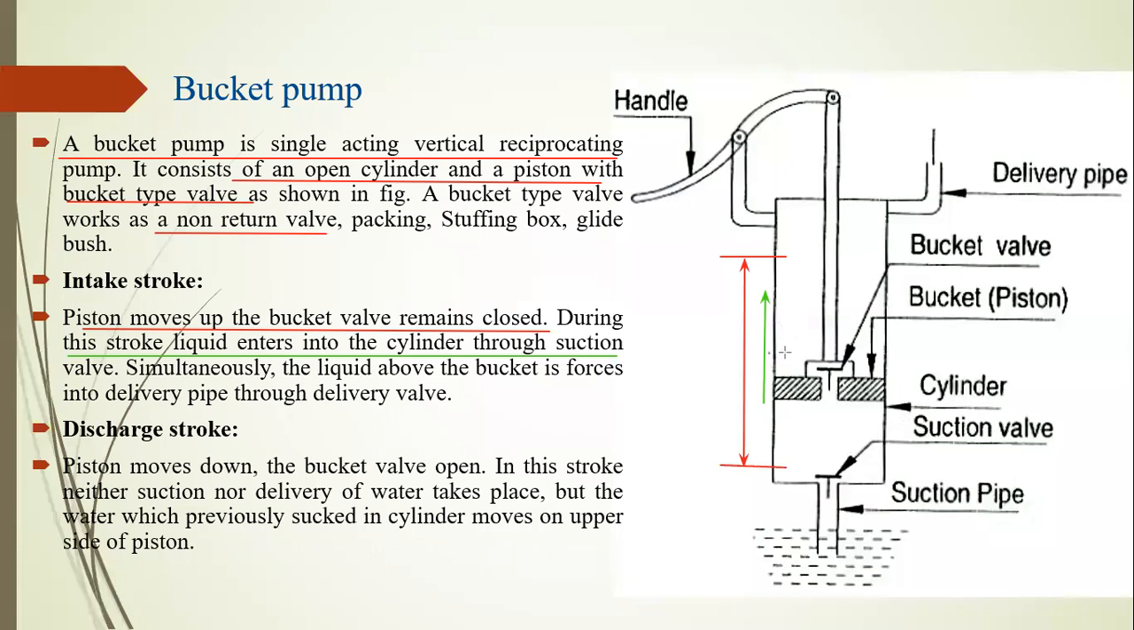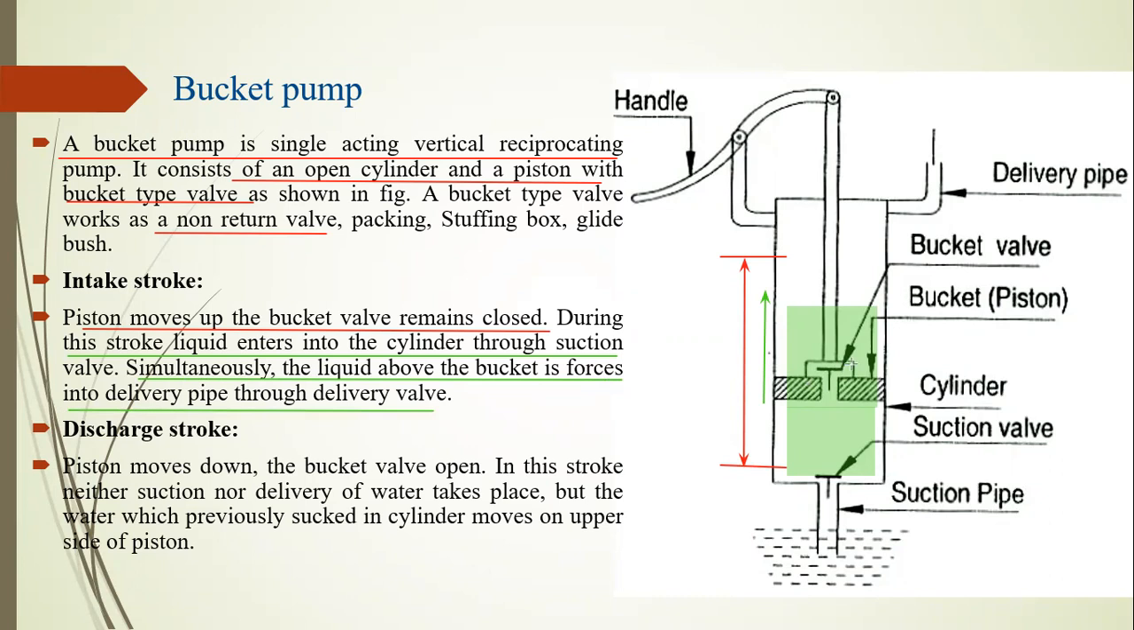Here it creates a larger volume. The volume increases from the first position to the second position. The volume increasing creates a lower pressure, and the vacuum sucks the water from the suction tank and it enters the cylinder. Simultaneously, the liquid above the bucket is forced into the delivery pipe through the delivery valve.